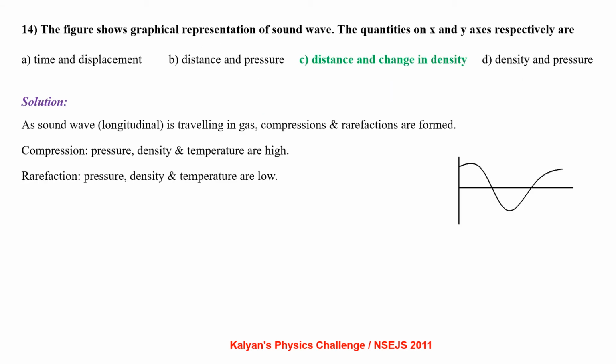The figure shows a graphical representation of sound waves. The quantities on the x and y axis respectively are? A sound wave is a longitudinal wave traveling in a gas, so compressions and rarefactions are formed when sound is traveling in gas. Compression is the region of high pressure, high density and high temperature, whereas rarefaction is the region of low pressure, low density and low temperature. So the graph represents distance and change in density.